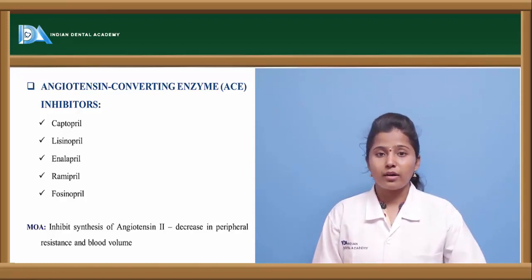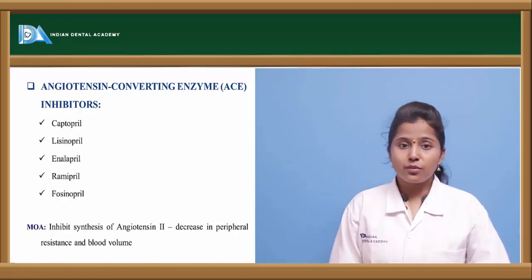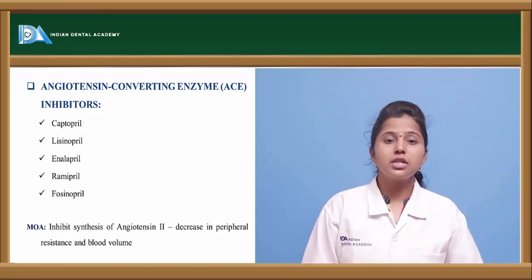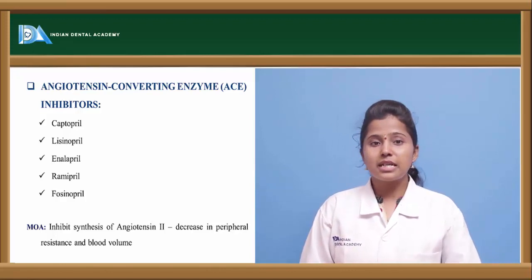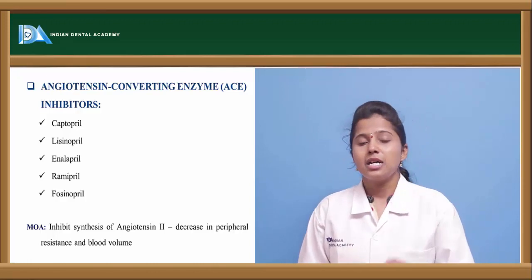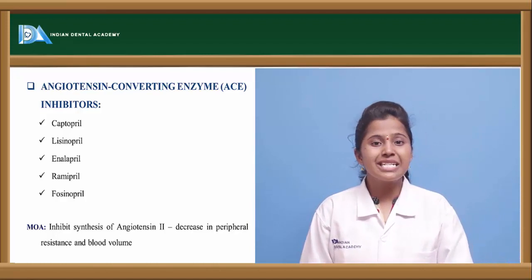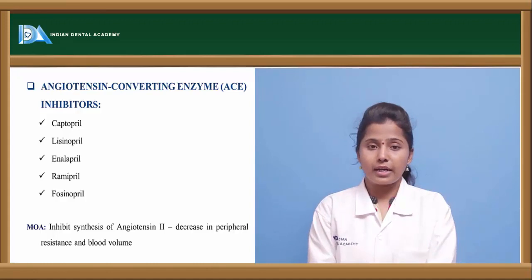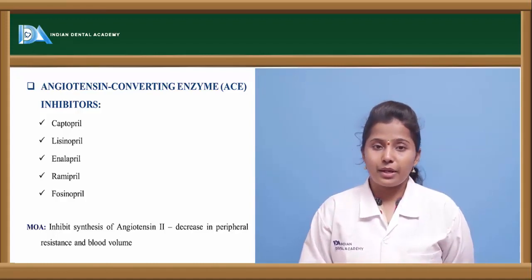So first, angiotensin 1 is converted to angiotensin 2 by angiotensin converting enzyme, and this angiotensin 2 is released into the bloodstream, which causes contraction. These are the drugs which inhibit ACE. When this enzyme is inhibited, the conversion of angiotensin 1 to angiotensin 2 is inhibited. When angiotensin 2 is not released, there is decreased contractility or vasodilation, and blood pressure decreases.